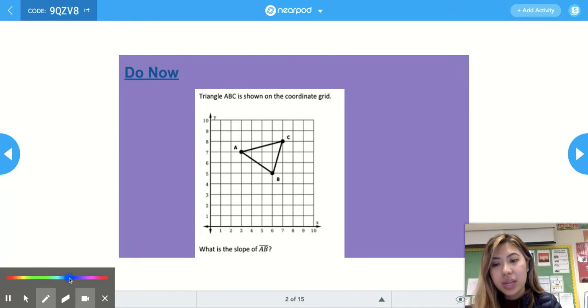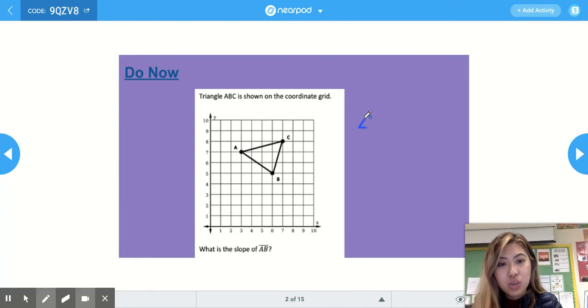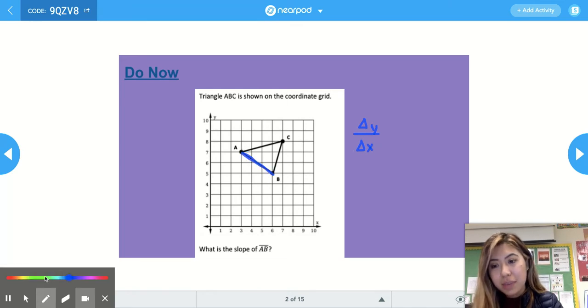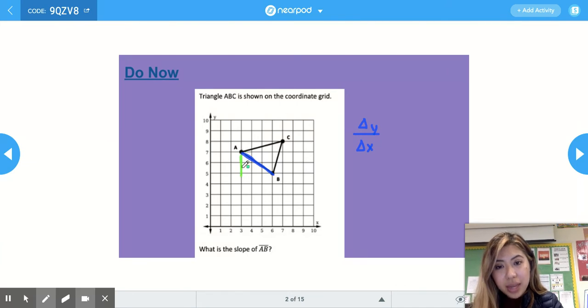So what I'm going to do is find my change in y over my change in x. I'm trying to find the slope of this line right here. To find my change in y, I'm finding the distance from A to this line right here, which is at 5. So the change in y is going to be from 7 to 5. We went down 2, and since we went down, it's negative. So our change in y is negative 2.